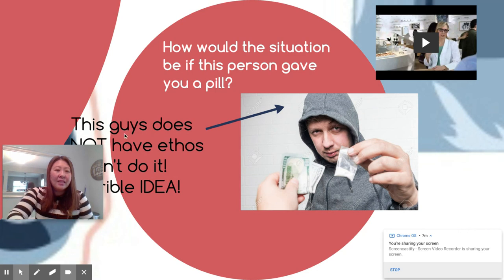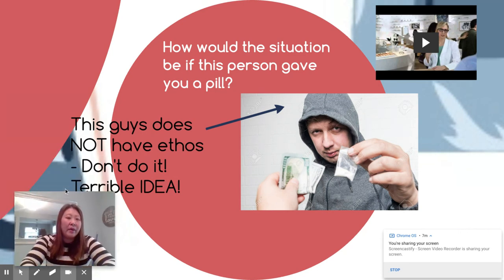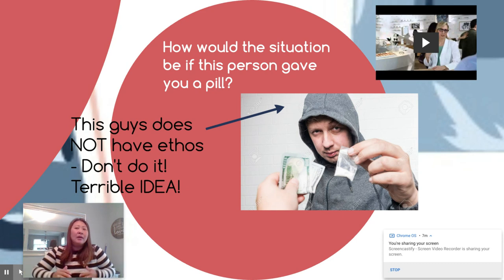This one I thought was fun. Let's say that this guy, okay, gave you a pill. Stop. All right. Just looking at the image, does this guy have ethos? He's collecting cash. He's got the medicine in a little baggie, and he's wearing this really shady hoodie. So if this guy said, oh yeah, take this for your cough, would you do that? I hope not. Don't do it. It's a terrible idea. This guy does not have ethos. Okay. So that's that ethos idea, appealing to authority or appealing to, what did I say? I can't even remember anymore.